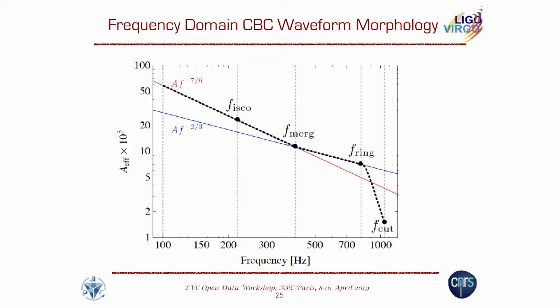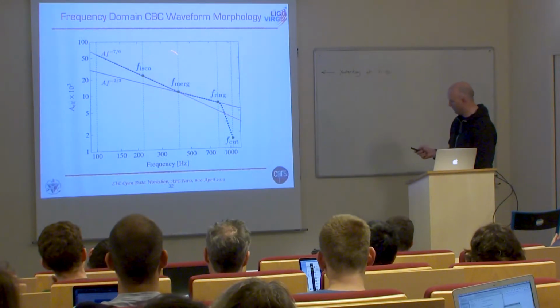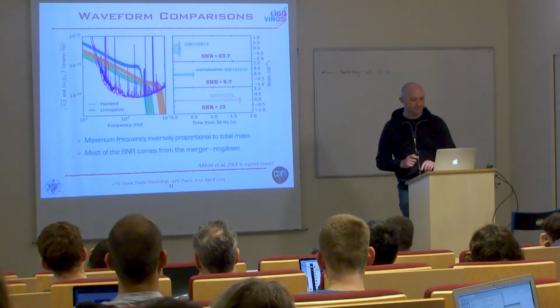So if I look at the morphology of the amplitude in the Fourier domain, I can see that I've got this nice f to the minus 6 behavior right up to merger, and then the power law changes until I get to the ring down frequency, and then it drops off very quickly after that.